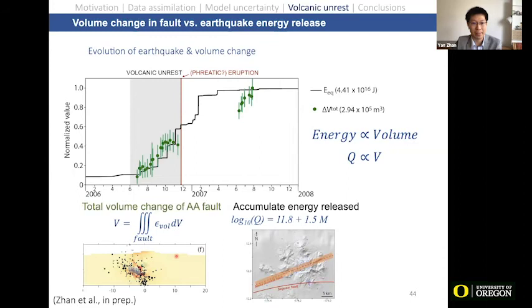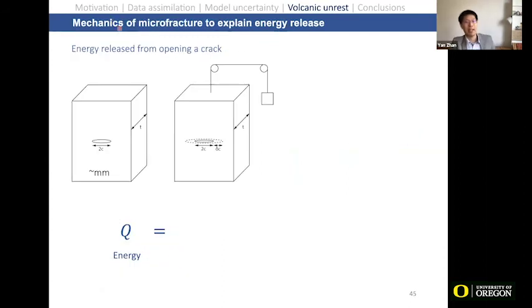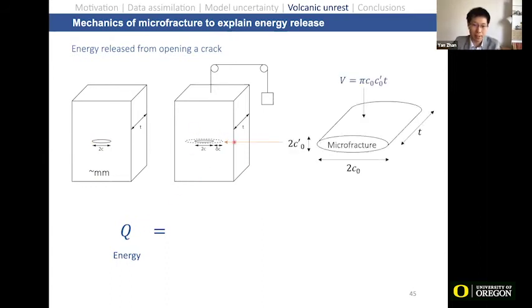So why? A preliminary explanation by the mechanics of microfracture shows that at the micro scale, where we have a millimeter scale fracture, we can calculate the energy released by the opening of this microfracture. We assume the microfracture has a simple shape of an elliptical cylinder with a volume V. The energy release can be expressed here, where T is the tensile stress of the material, and E is the Young's modulus. This term is the aspect ratio of this ellipse, and V is the volume of this microfracture.